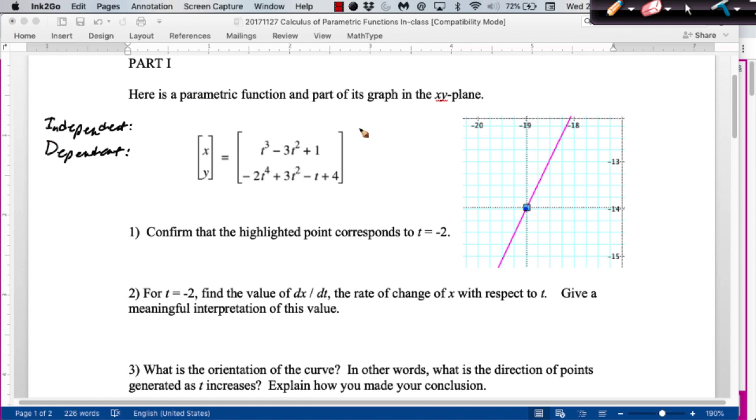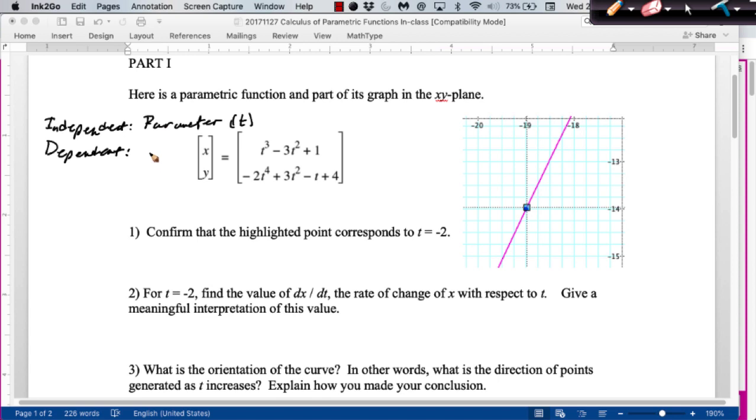Independent is x and y. Agree with that? Neil, you raise your hand. The parameter is independent. Which is it? T, the parameter, right? The parameter t. And does that get graphed? Does that have an axis? No. Normally we graph the dependent on the vertical axis as a function of the independent on the x-axis, but now our independent thing is kind of changing behind the scenes. It's not in the graph.